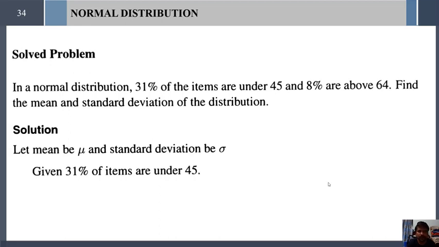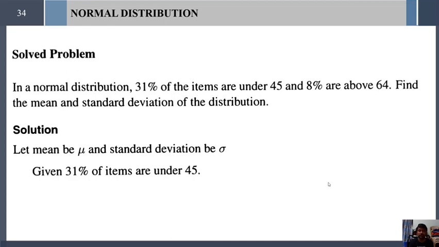You see, in this problem, in a normal distribution, 31% of the items are under 45 and 8% are above 64. Find the mean and the standard deviation of the distribution. So this is one reverse type of problem. By giving mean and standard deviation, we are asked to find the area value, I mean the Z value. Based on that Z value, we can determine the probability value. But here, we are given the area in terms of percentage and we are asked to find the mean and variance. So let us consider as usual mean be mu and standard deviation be sigma.